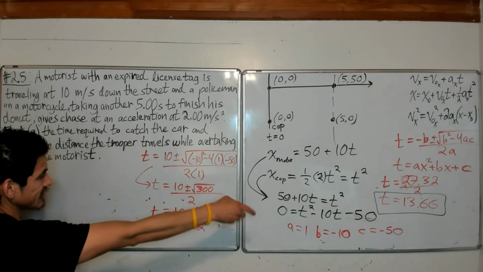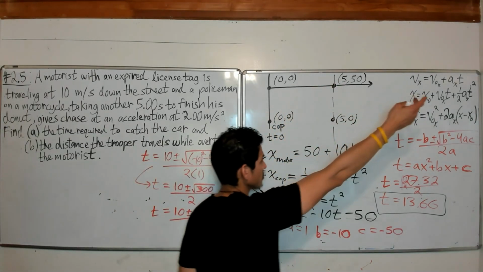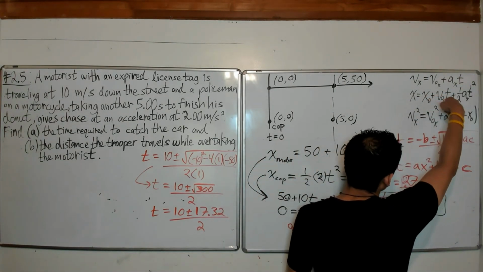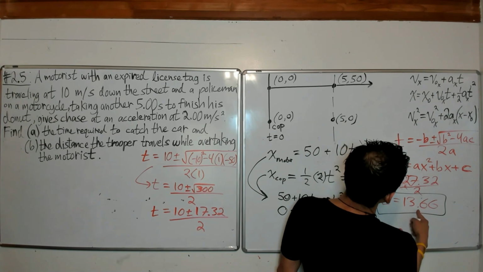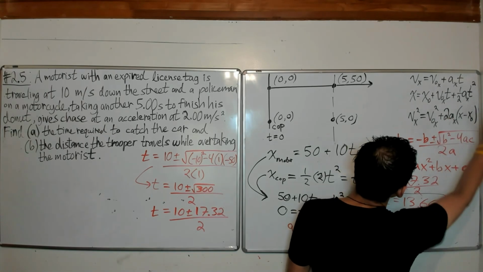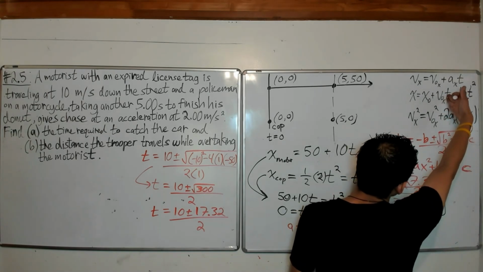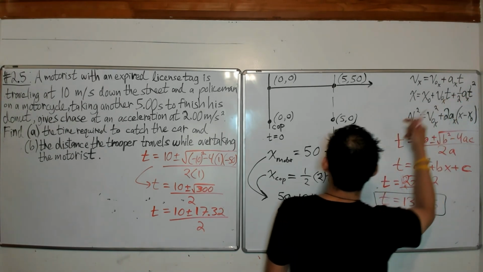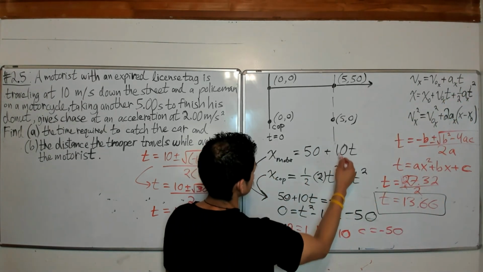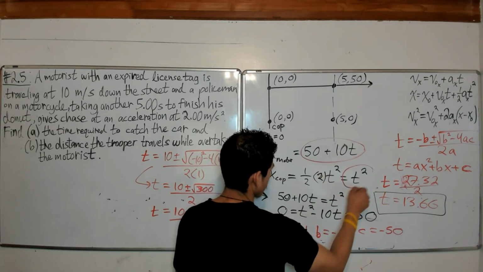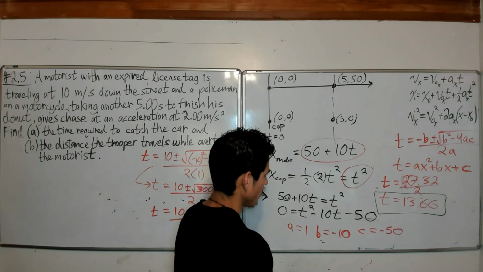We just got to plug that t into our position or distance equation. So let's plug the 13.66 into, well, we'll plug it in this one. That's probably the easiest. We can plug it into either the cop's equation or the motorist's. It doesn't actually matter. You're going to get the same thing.